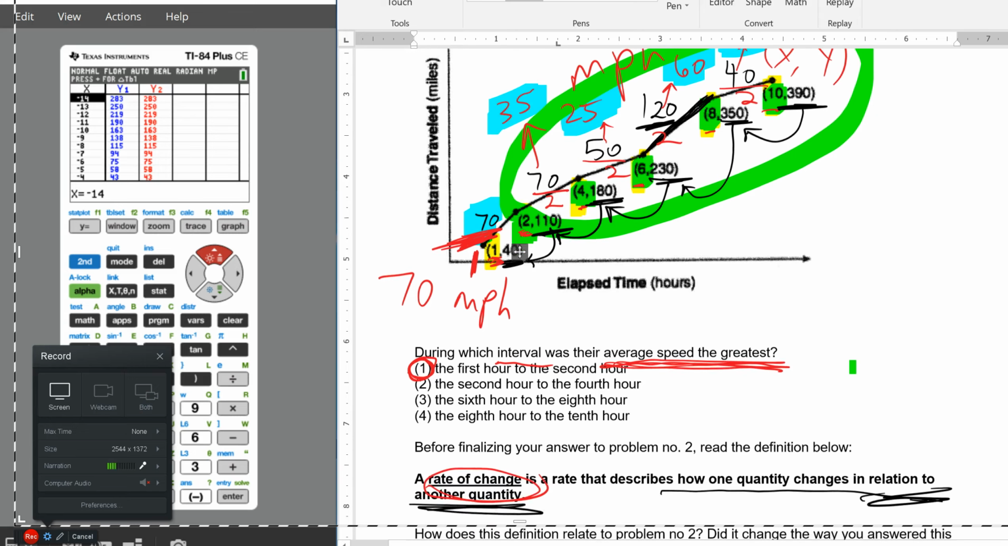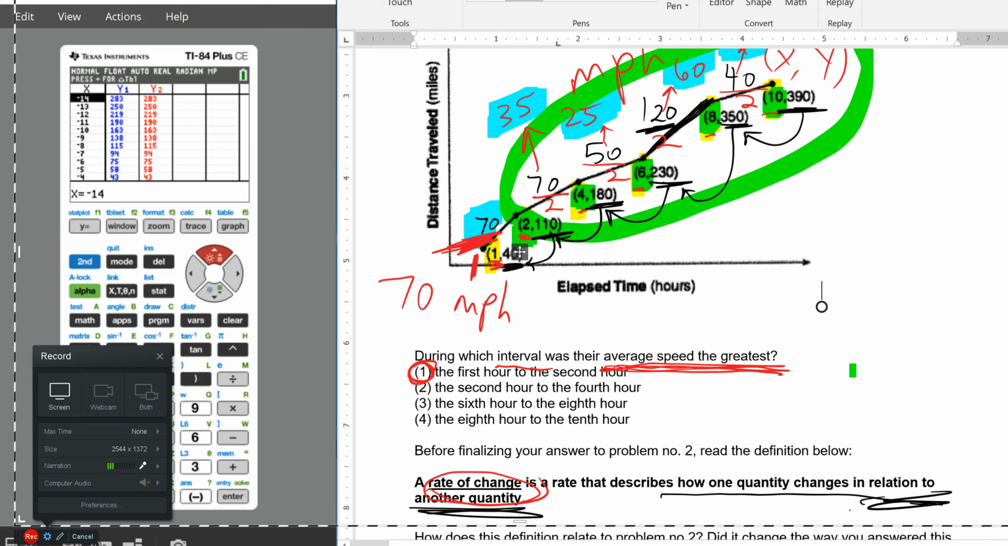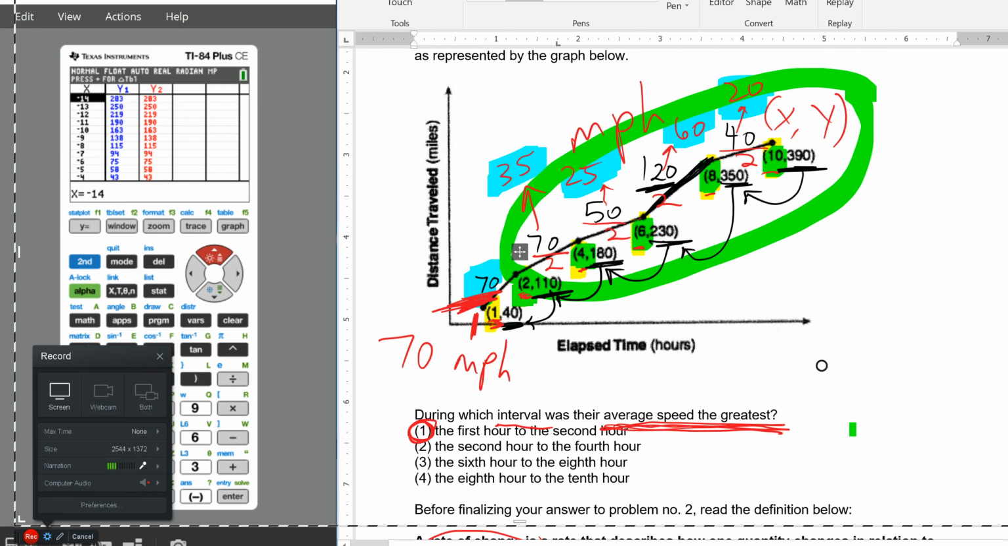And again, it relates to the definition of rate of change because it all depends on how much time has passed. Even this big jump over here of 120, 2 hours have passed, so you have to divide 120 by 2 to get your actual rate per hour. Whereas from hour 1 to hour 2, we went a full 70 miles per hour, which is the biggest number we see here.